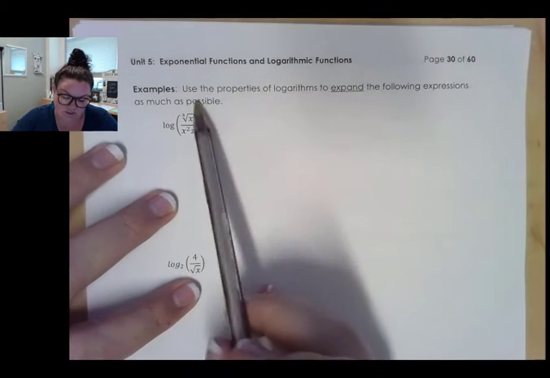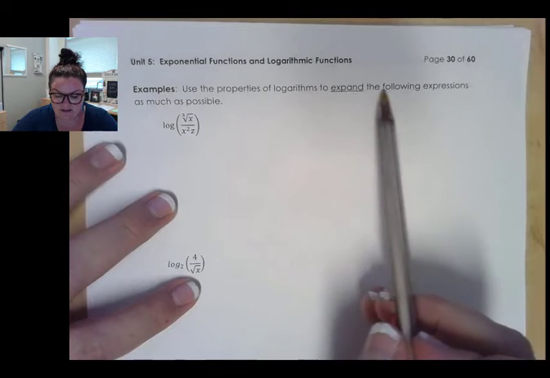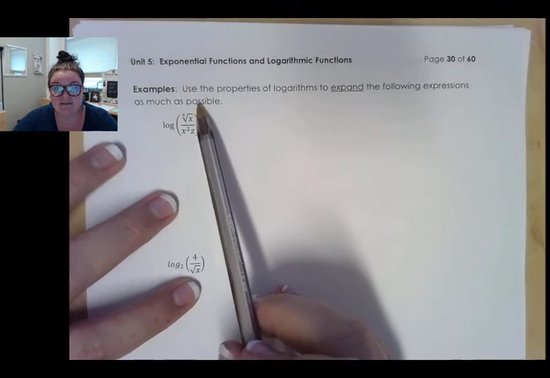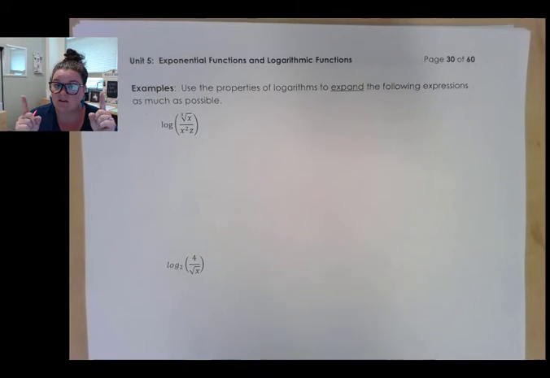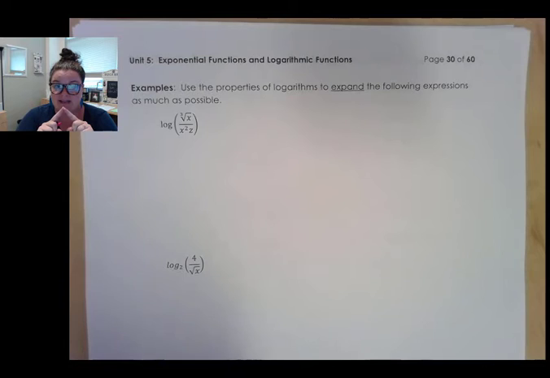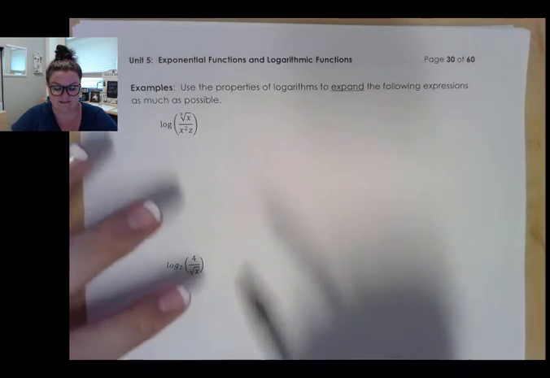So here it says, use the properties of logs to expand the following expressions as much as possible, okay? That means we don't want to be left with anything that we have a rule that we can fix, meaning if we have a multiplication, that needs to expand into addition. If we have a quotient, that needs to expand into subtraction. Or if we have an exponent, that needs to come down as a coefficient, okay? Our three rules we learned at the beginning of this section.